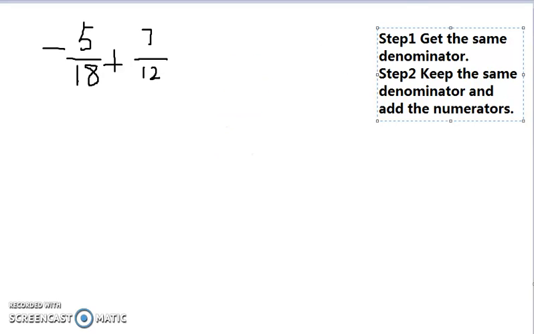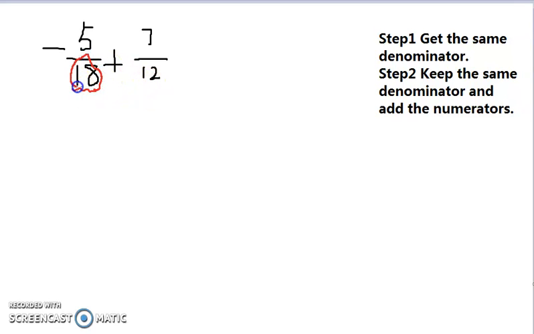In this video, we're going to look at how to add or subtract two fractions. There are two basic steps. Step 1, get the same denominator. So we look at these two fractions given. The first fraction has a denominator of 18, but the second one has a denominator of 12. And apparently, they don't have the same denominator, 18 and 12.